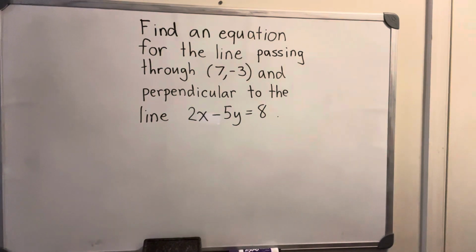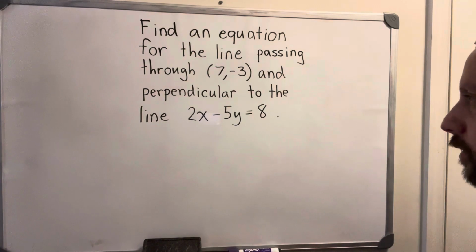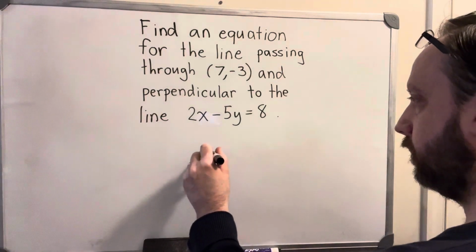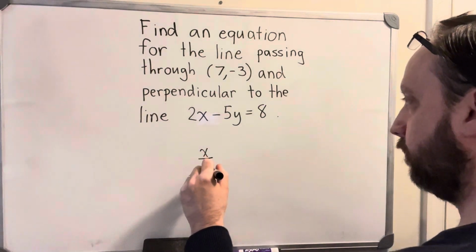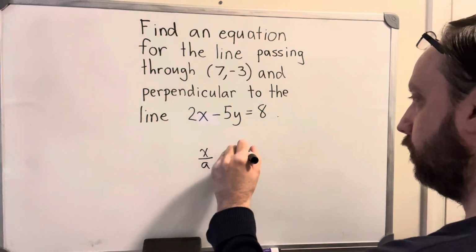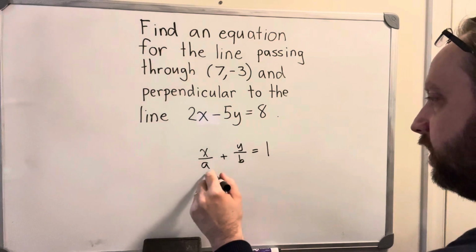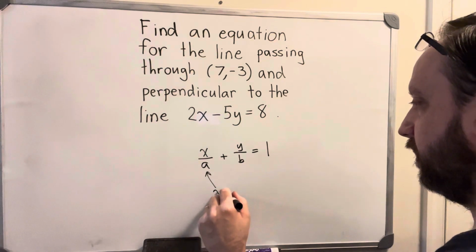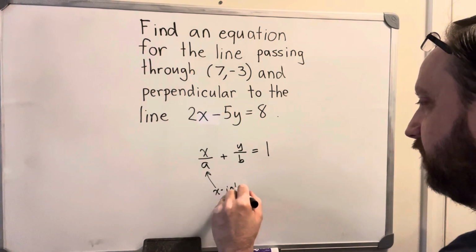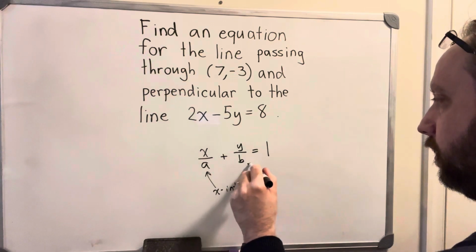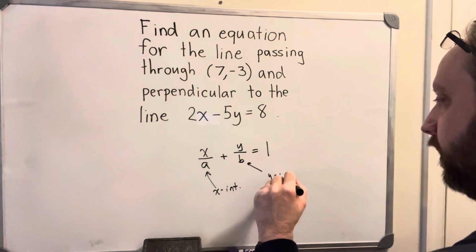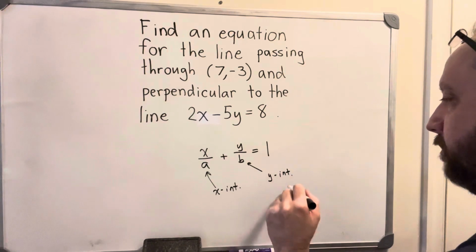It looks a lot like the intercept form, which, if you watched the previous problem, was like this. You might have x over a plus y over b equals 1, and this is the x intercept, and this is the y intercept.